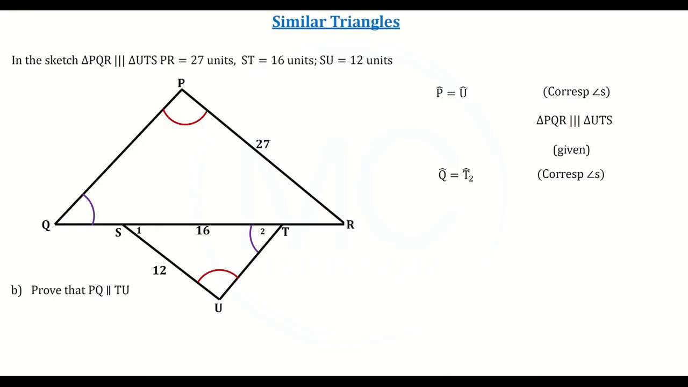Let's draw our parallel lines back in blue and our transversal line back in green. We've now proven that these alternate angles are equal. So PQ must be parallel to TU. And we can say PQ is parallel to TU because these are alternate angles. And these angles are equal because angle Q is equal to angle T2.